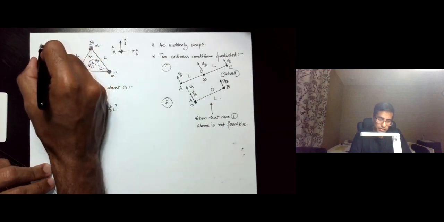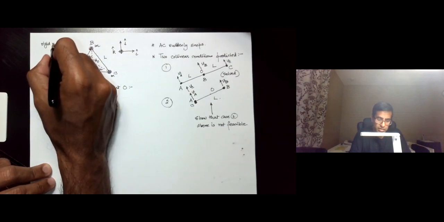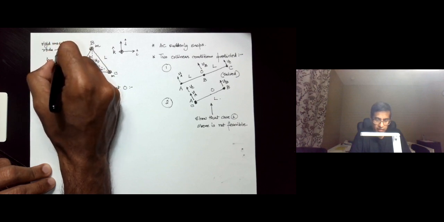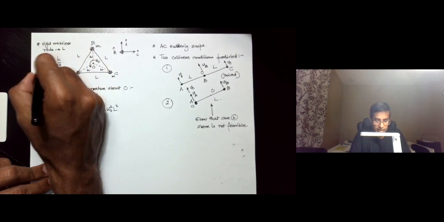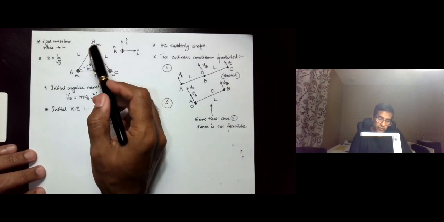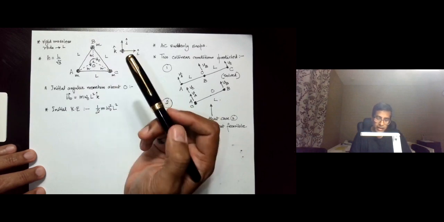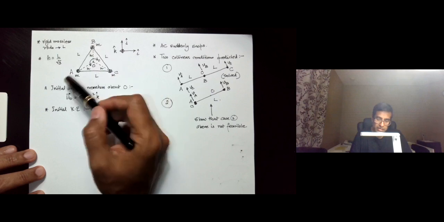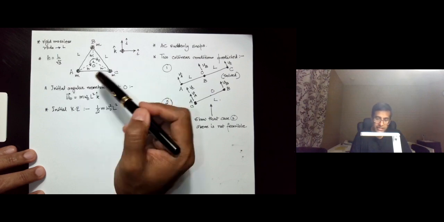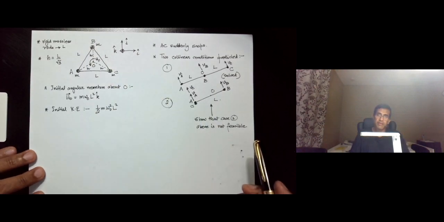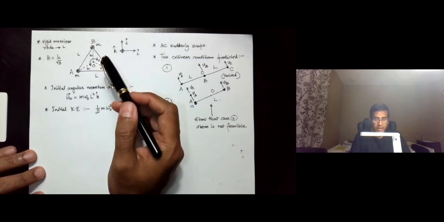Rigid massless rods, and they are of length L, and so these three particles form an equilateral triangle, and it is given that initially these three identical particles, by the way, of mass m, this system is rotating about its centroid, which is the center of mass, with an angular velocity of omega naught.